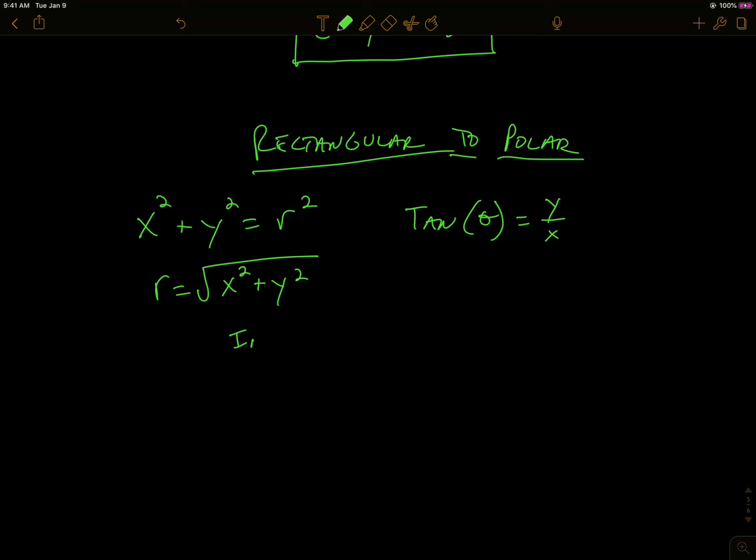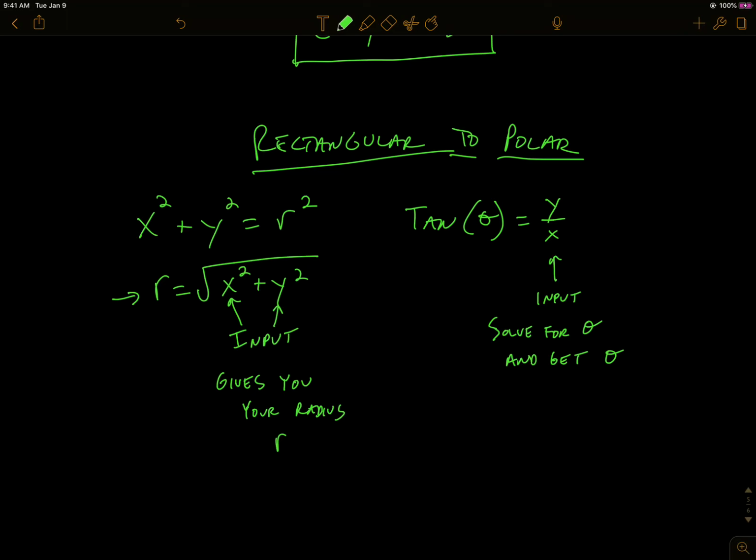And so you see that what you input here is your given x and y from rectangular. You plug those in, and what it spits out is your radius. So for polar, it gives you your r. All right, so this is the equation used to find r. This equation, you input your x and your y, and then you solve for theta, and then you get your theta, which gives you your rotation. You put those two answers together, and you get r comma theta.